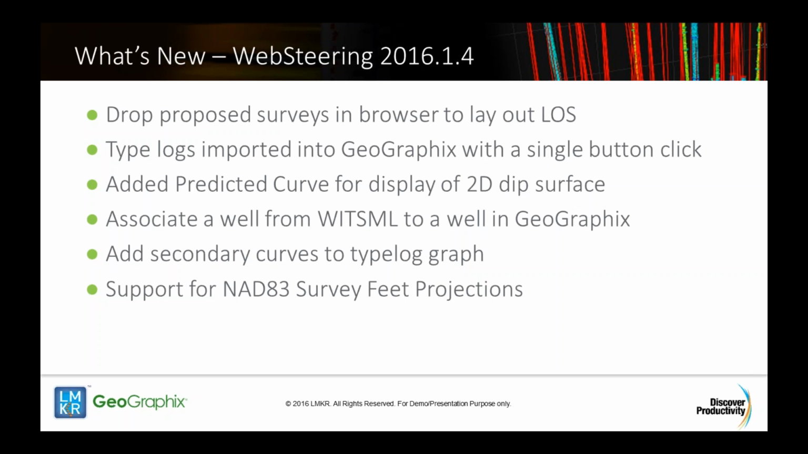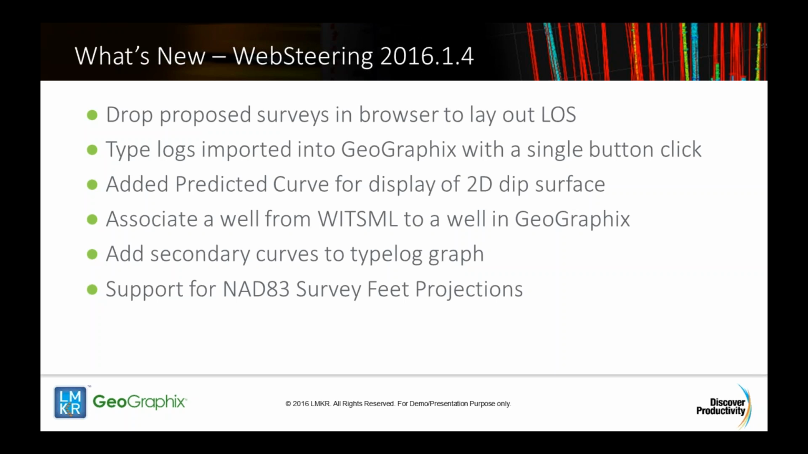And some of the things that we put in this time is we now have the ability to drop proposed surveys right into the browser to lay out your line of section. So before, you would go ahead and either type in your line of section, or you would have a proposed survey in GeoGraphix, and it would use your proposed survey in GeoGraphix to lay out your line of section. But now you can drop the proposed survey directly in, and it will lay out the line of section for you.